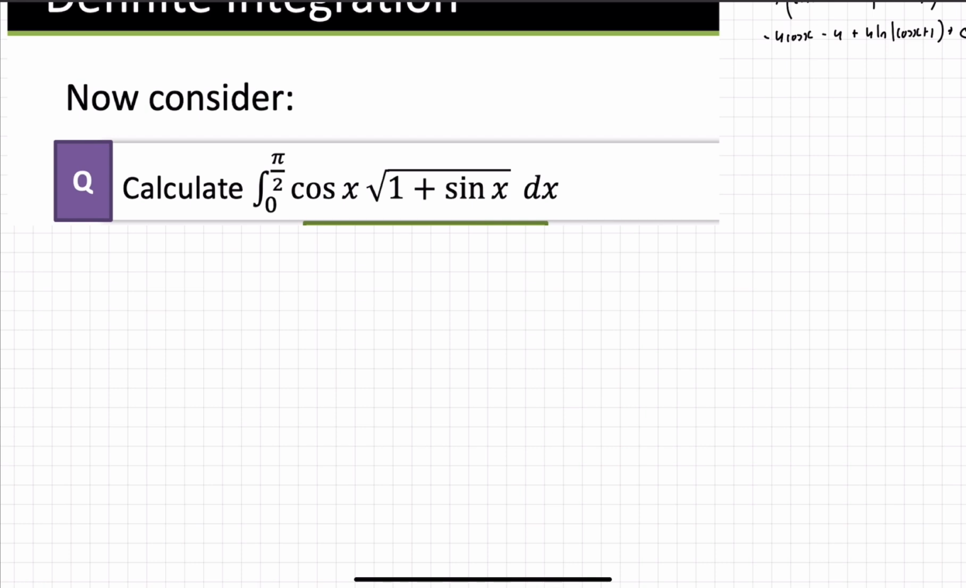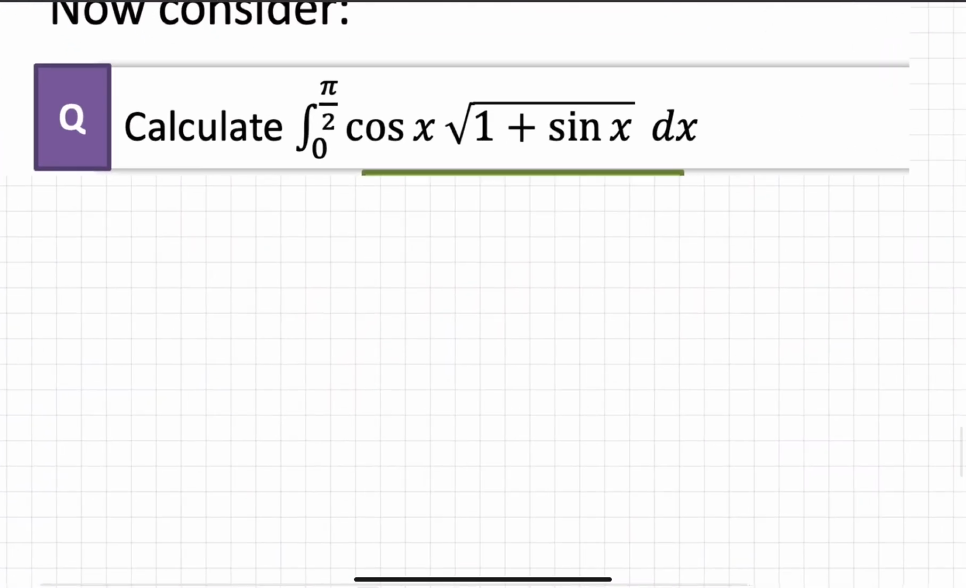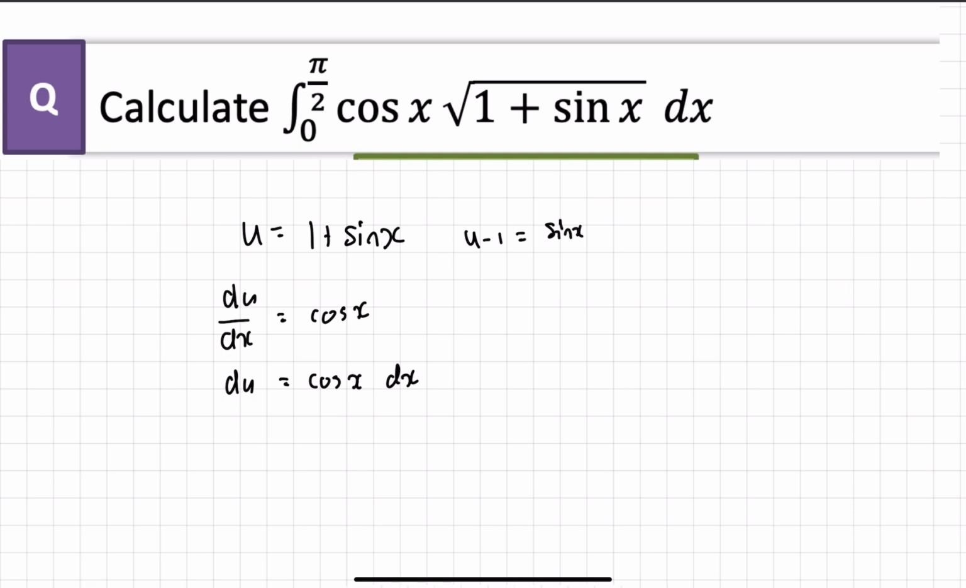Let's look at a definite integral. So we've got the following. And I've got a test understanding question there. Great. Okay, let's do u equals 1 plus sine x. So du over dx is cos x. So du equals cos x times dx. Great. Okay, so now I can rewrite this as, what have we got? We've got u minus 1 equals sine x. Great. So the cos x dx becomes du.